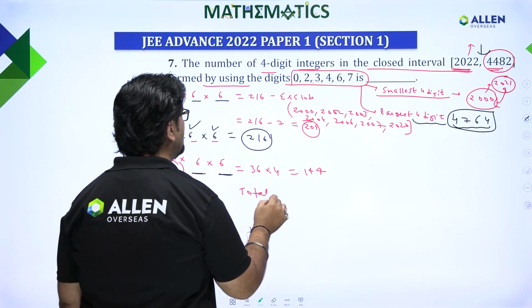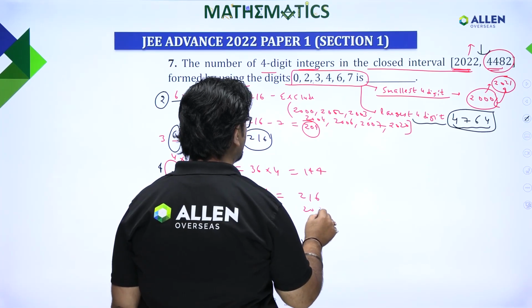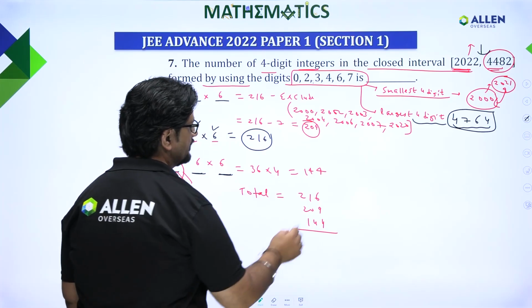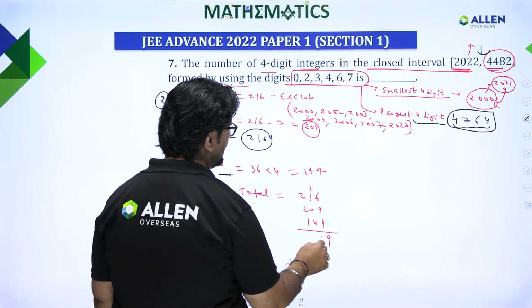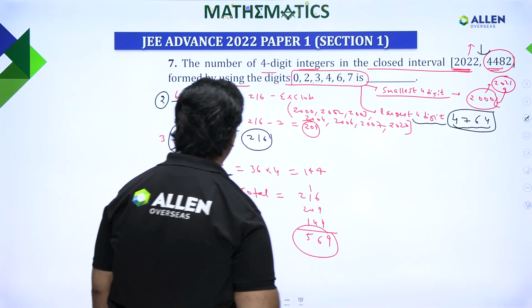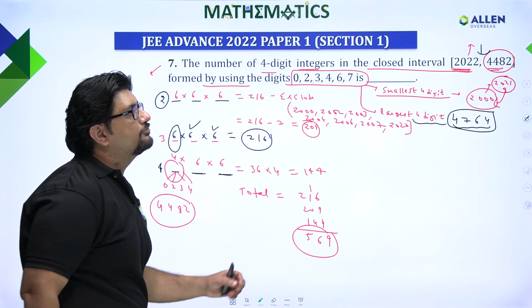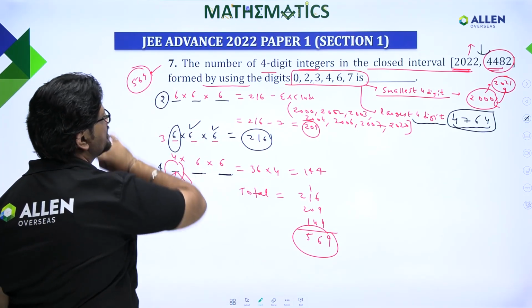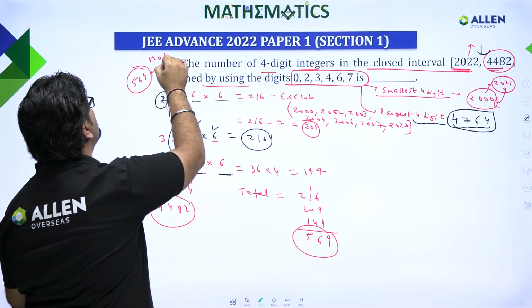So in total, how many are formed, my dear? Yes, we will add it: 216, 209, and 144 we will be adding, my dear. Okay, so 15, 4, 19, okay, and then I will be getting 6, and this is 5. So the total number of 4-digit numbers which can be formed between 2022 and 4482 will be definitely, my dear, 569. This is again, you can say, a moderate question, my dear. Okay.